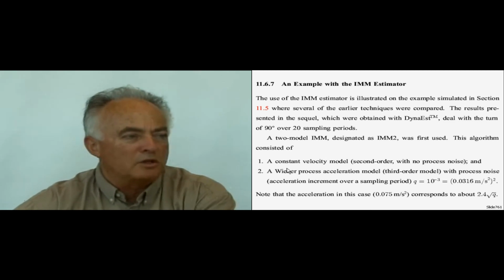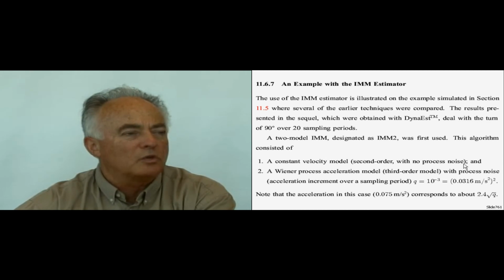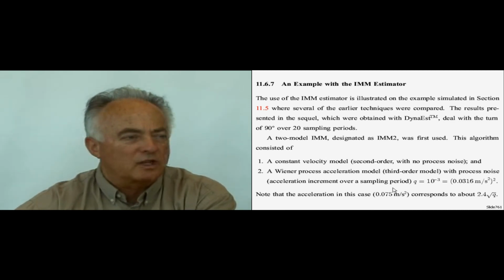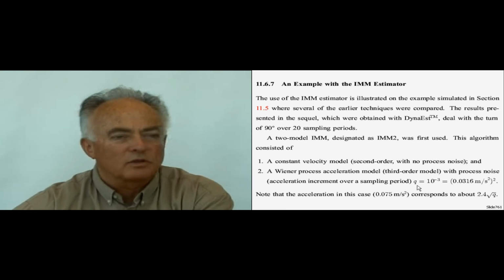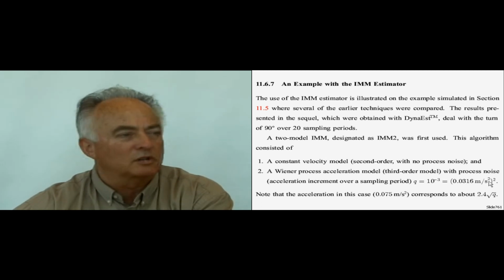The 2 model based IMM uses a constant velocity model, second order with no process noise, so it's a constant velocity, zero acceleration model. And the third one is a Wiener process acceleration model with process noise, which is the acceleration increment over a sampling period, as we discussed earlier, and has a process noise variance of 10 to the minus 3, which as a standard deviation is 0.03 meter per second squared. So that's the acceleration increment.